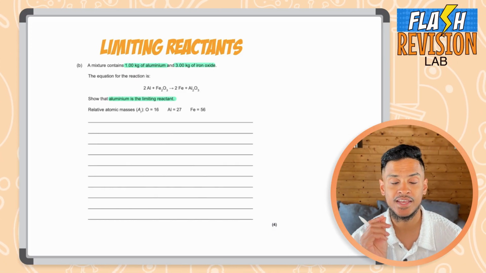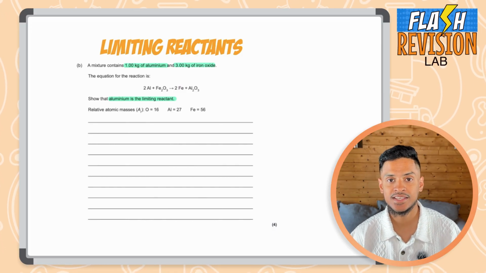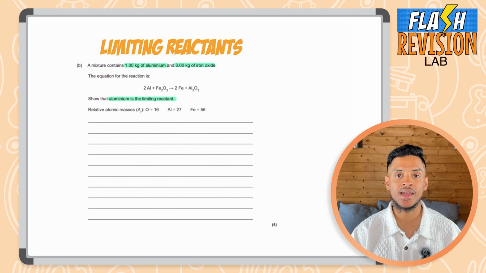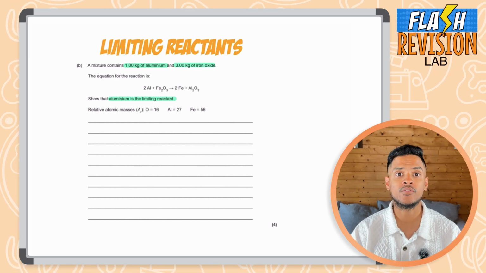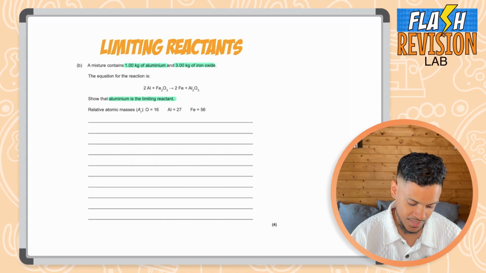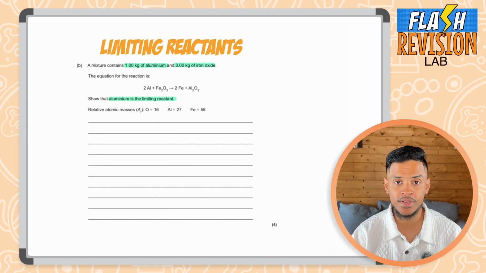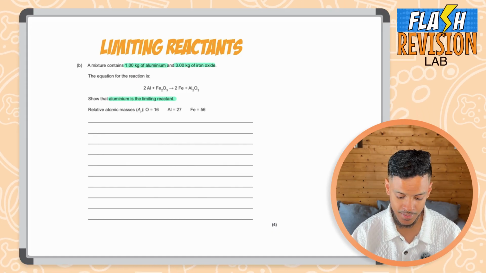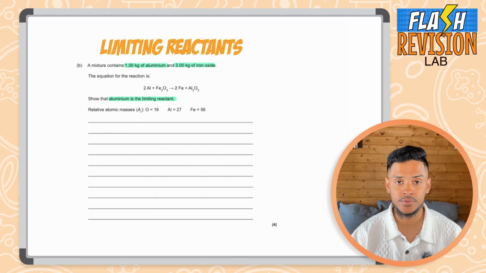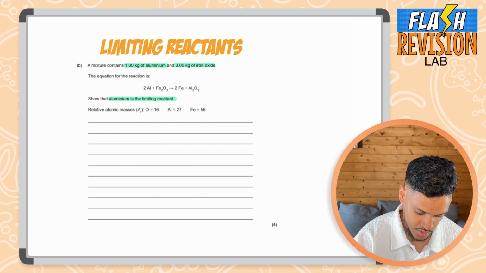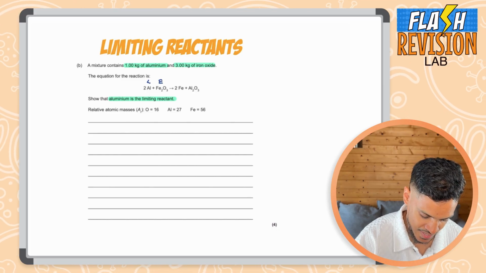So first you need to understand the difference between limiting reactant and the reactant in excess. In excess means you have more of that reactant than is needed for that reaction, whereas limited means all of that reactant gets used up. So this question is basically saying aluminium is limiting. That means all the aluminium is going to get used up and reacted here because there is more iron oxide than is needed for this reaction. So we need to prove this. So this is the limiting reactant and this is the one that's in excess.